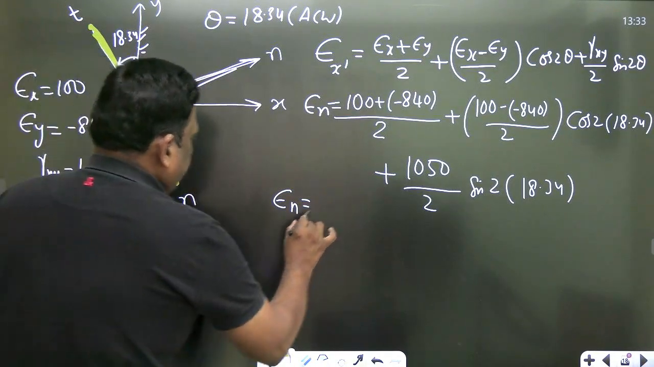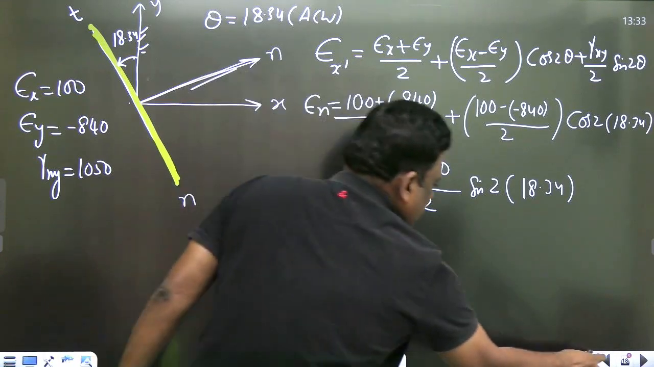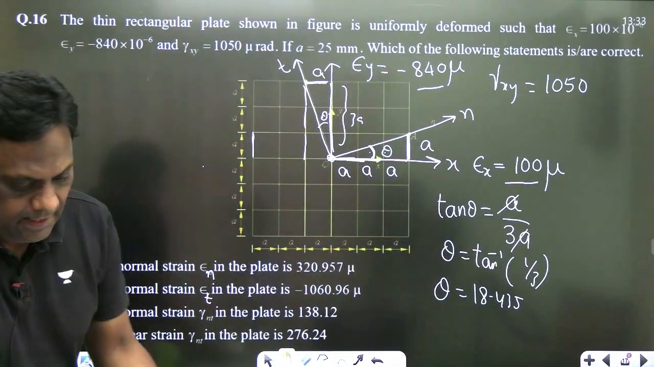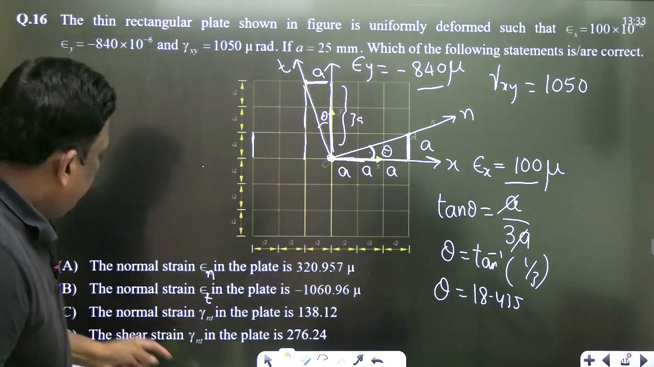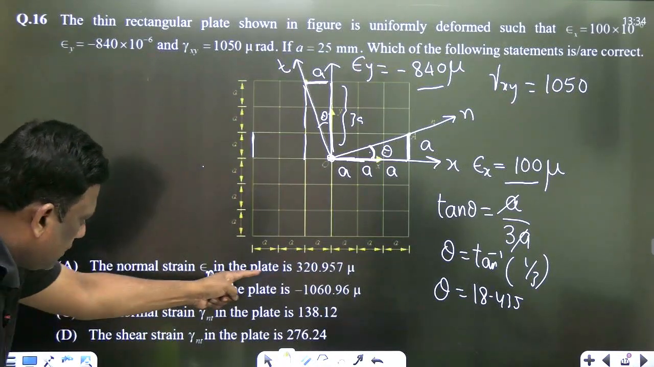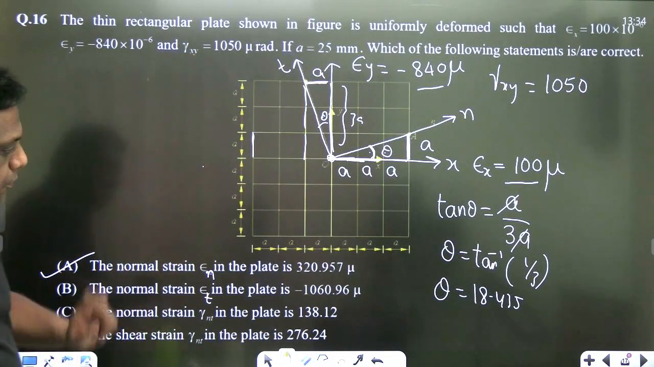So this is coming to 320.99. Let me check, sir. 320.99. So the normal strain epsilon is 320.9. So this is correct, sir. Very good. Now he is asking for t, sir.